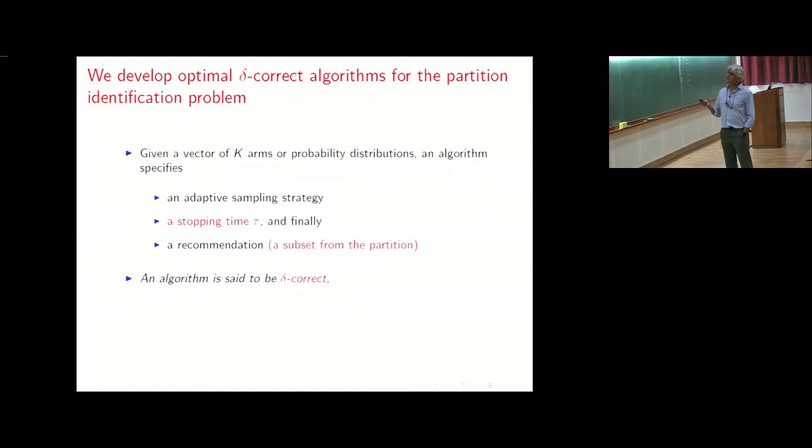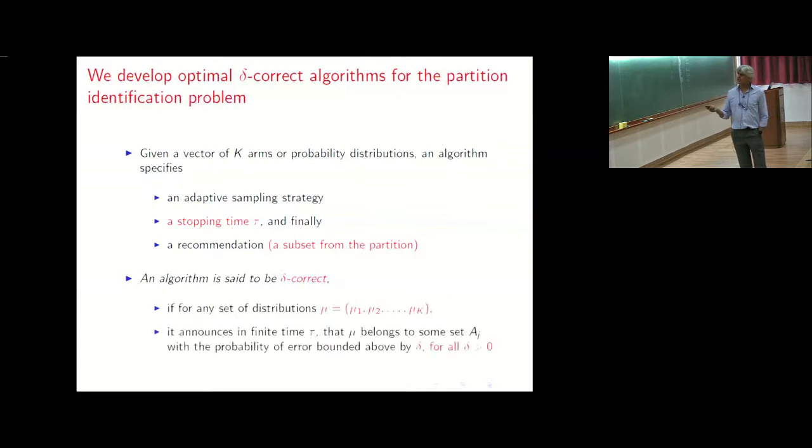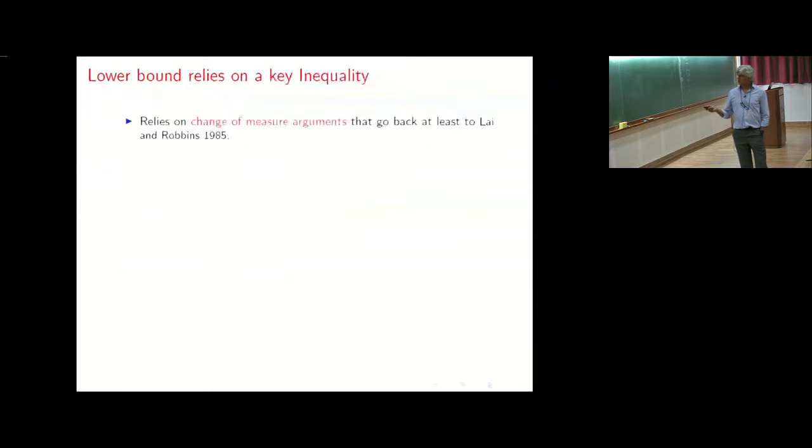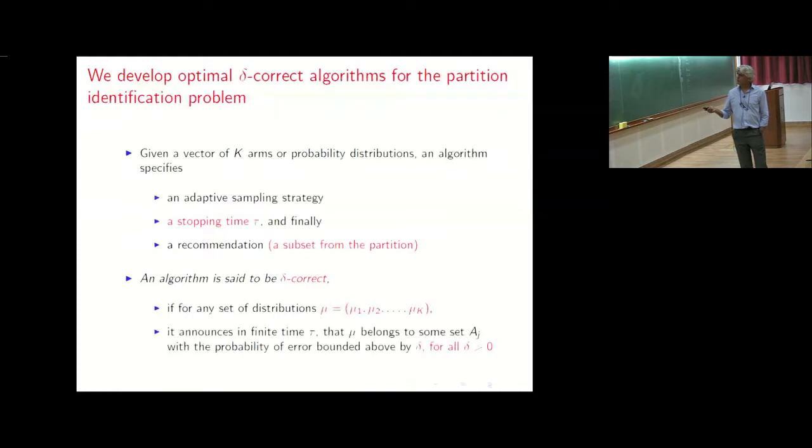Let me just spell this out again. They're given a vector of k arms or probability distributions. We'll have an adaptive sampling strategy, so it looks at everything that's happened so far. A stopping time tau will be there, and at that time, a recommendation will be made, a subset from the partition that contains this vector that you're given. So you start with a vector from which you can sample. An algorithm is set delta-correct if for any mu of distributions, it announces in finite time tau that mu belongs to some set A_j with probability of error bounded by delta. And this should be true for all delta greater than 0.